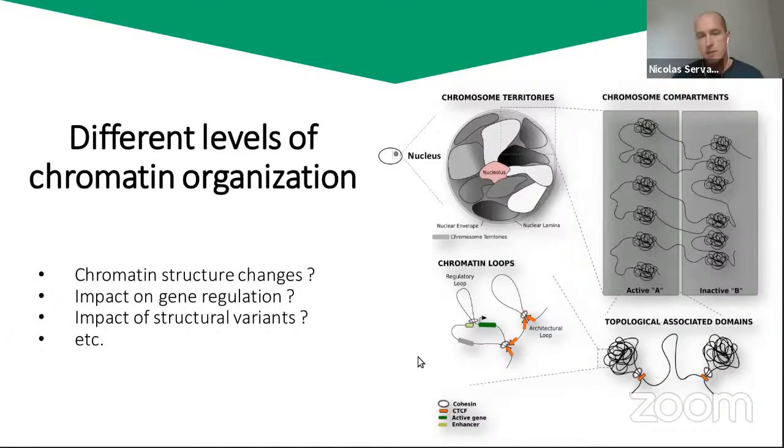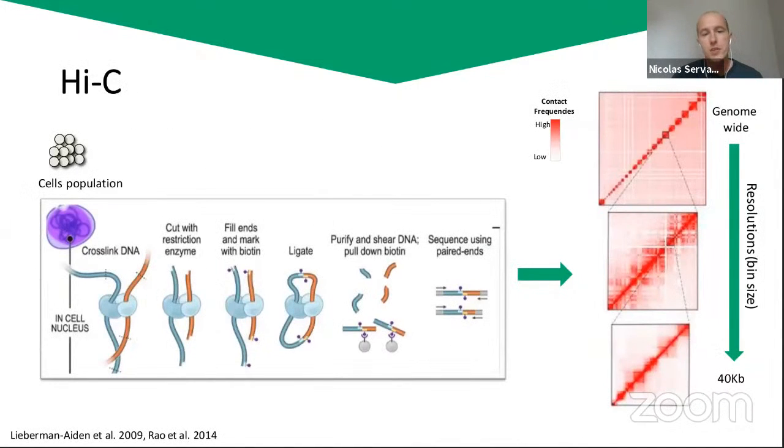How can we have access to this information? In 2009, Lieberman-Aiden, Dekker and colleagues proposed what they call the HiC protocol, which is a genome-wide 3C approach. Very briefly, here you have the main steps of the protocol: you crosslink the DNA, then you cut using a restriction enzyme or something else, you ligate, you pull down the ligation products, and then you sequence using paired-end sequencing. At the end, you have these maps that we call contact maps, that you can look at different resolutions.